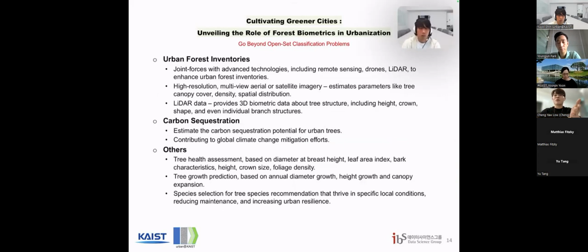And then with the inventory data improved, we are interested to estimate the carbon sequestration for every urban forest that we are having. Some other potential research directions could be to estimate the tree health, or estimate the tree growth, and species selection for species recommendation, like for the most stable or resilient tree in urban environments and others.